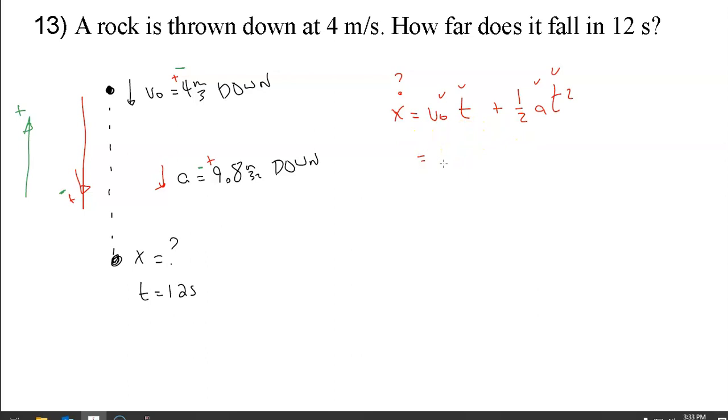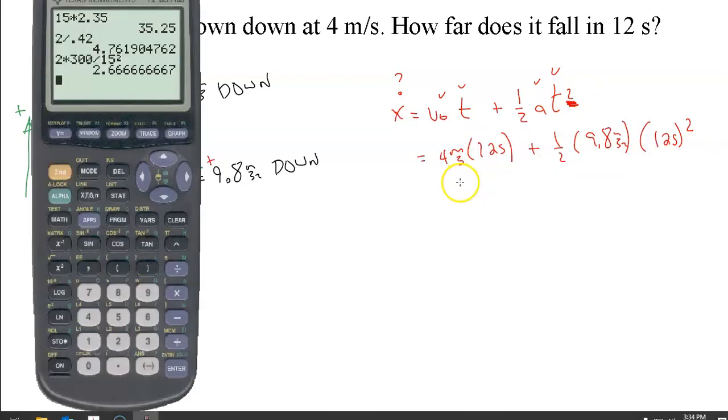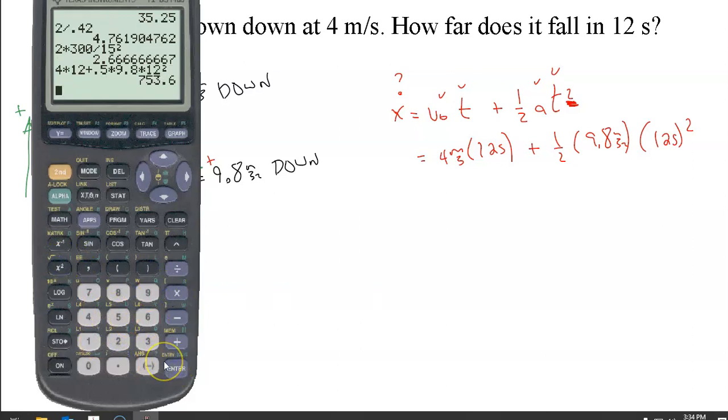But as it is, we've just got the numbers, so we'll go 4 meters per second, 12 seconds, plus 1/2 times 9.8 meters per second squared, times 12 seconds. Don't forget to square this guy gets left off so often. Makes him feel bad. Makes me feel bad too, so don't do that. 4 times 12 plus 0.5 times 9.8 times 12 squared. All right, 754 meters will be good enough.